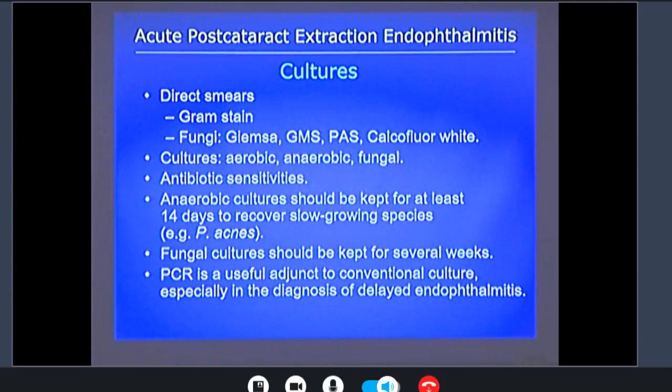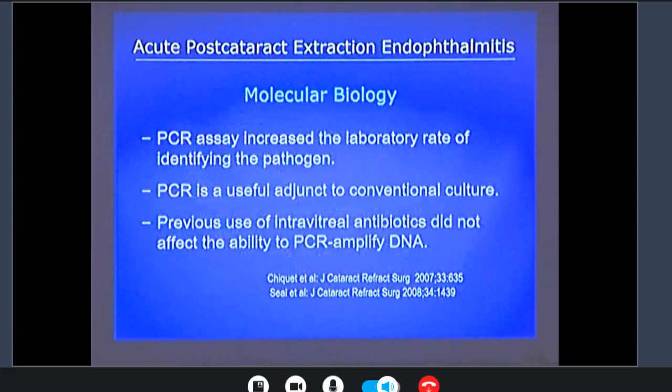Now, with the availability of molecular biology, PCR techniques have been used, and it has been shown that many patients who are culture negative with conventional culture were positive with PCR, especially in chronic endophthalmitis. It has been shown also that the previous use of intravitreal antibiotics did not affect the ability of PCR to amplify DNA. So molecular biology such as PCR is an important adjunct to conventional cultures.